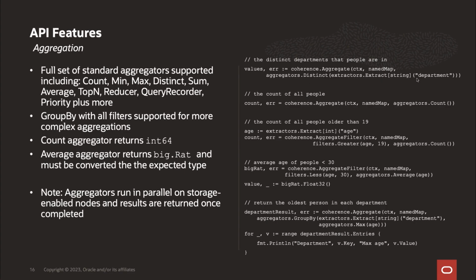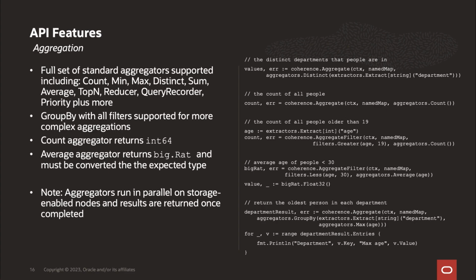We're going to get the distinct list of departments here. So we use a distinct aggregator, and we tell it what we want to extract. We want to extract the department. We can get the count of all people. So we're going to aggregate across this named map and do a count. So it's the same as doing a size operation.